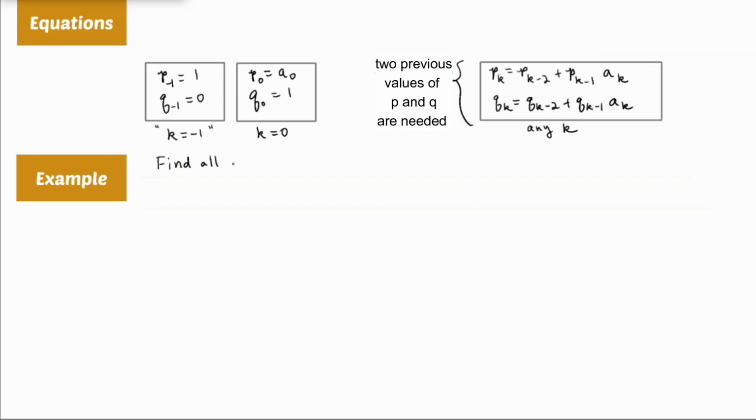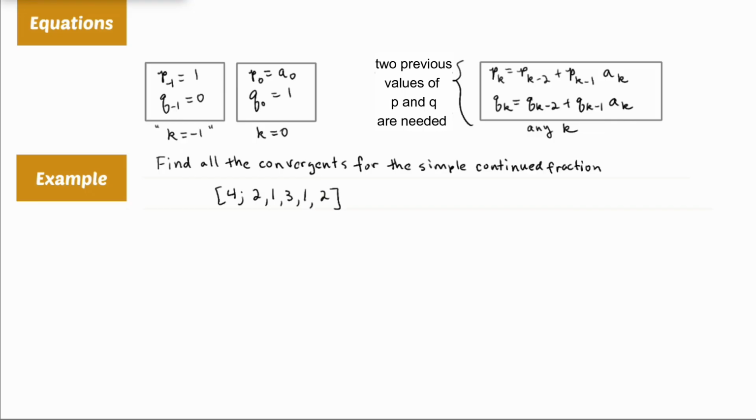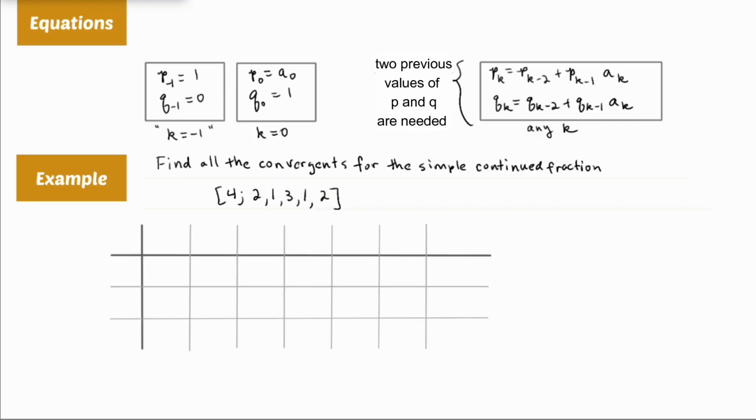Let's do the example. We'll calculate the convergents for this simple continued fraction: 4, 2, 1, 3, 1, 2. We'll make a table to keep track of the convergents as we calculate them. The top row has the subscript k. The other rows are for a, p, and q. p is the numerator of each convergent, and q is the denominator. For this example, k starts at minus 1 and goes to 5.